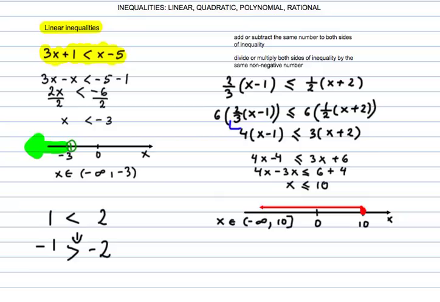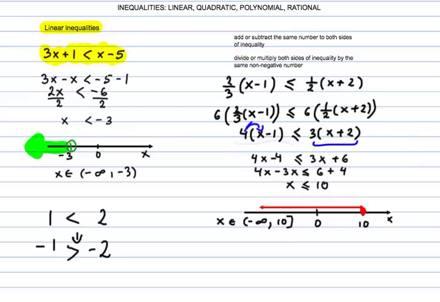So 6 times the fraction 2 over 3: 6 times 2 over 3 really is 12 divided by 3, so this is why you get 4. 4 in front, no more brackets, and 6 times 1 over 2 gives you 3. There you go. So this is why you have 4 times (x minus 1) is less than or equal to 3 times (x plus 2). Now you truly will do the distributive property.